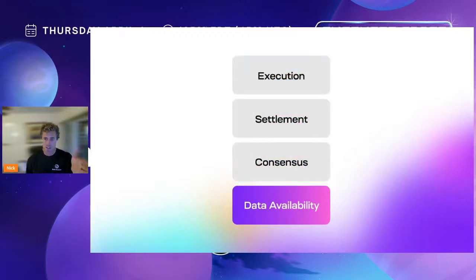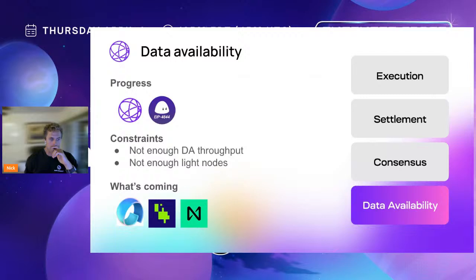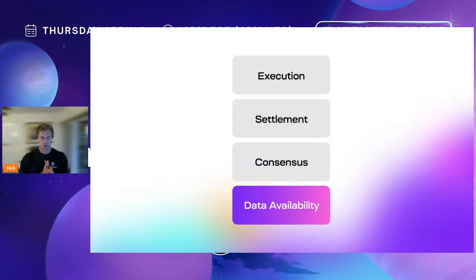So the first one is data availability, right? Data availability, as we talked about, is one of the core scaling bottlenecks of these systems. It's where the block space comes from that you run all these chains on.